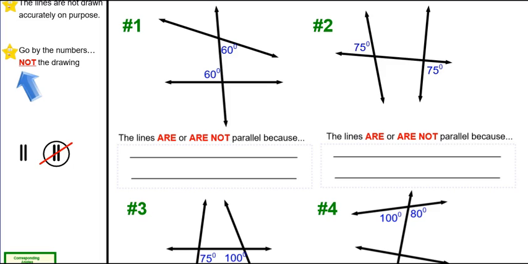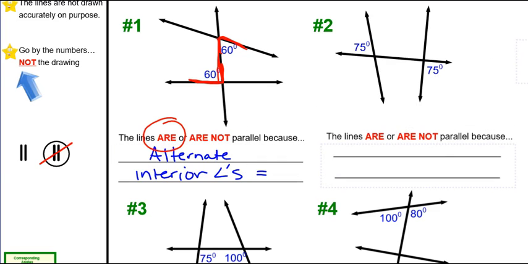Looking at question number 1, we look at the angles. We do notice that they're equal. If we trace the angles and we connect them, we notice that we make that Z. So now we're thinking alternate interior angles, and then we have to think, are alternate interior angles supposed to be congruent? And in this case, they are supposed to be congruent. That means that those lines must be parallel. So I'm going to take my little parallel mark right there. Those lines are parallel because alternate interior angles are equal.